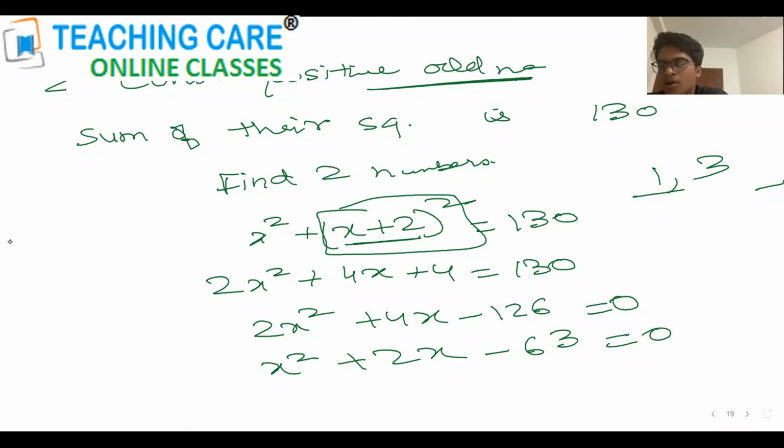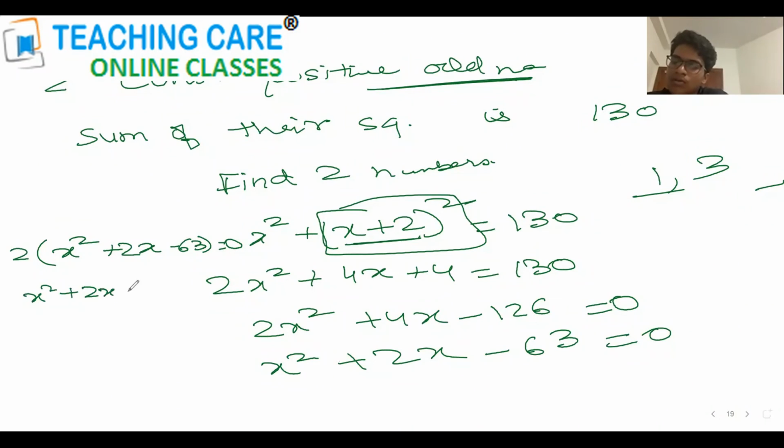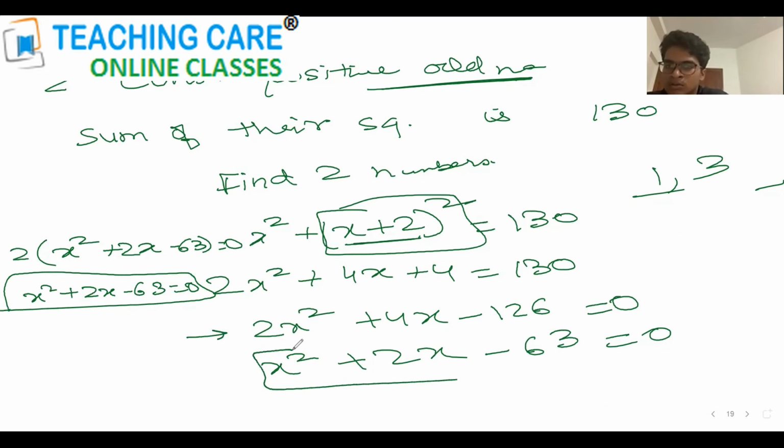I don't understand how we got 2 and 63, aren't they supposed to add up to 4? I've taken 2 common from the whole equation and then took 2 to the right side. 0 divided by 2 is 0 only. You can solve it here also, but it will become easier for you now.